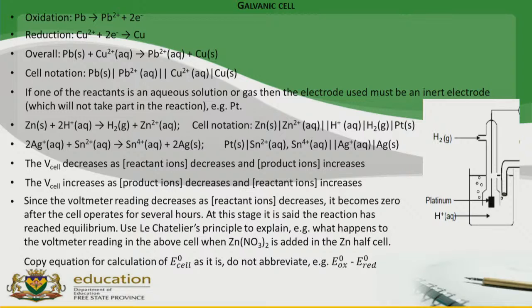And in between these two, you'll write a line. That line is what we call the line of phase separation. You can see that lead is a solid because it was the rod, remember? And then lead ions is an aqueous solution. Remember, it was in the solution. So because they are different phases, you put that line. It's called the line of phase separation.